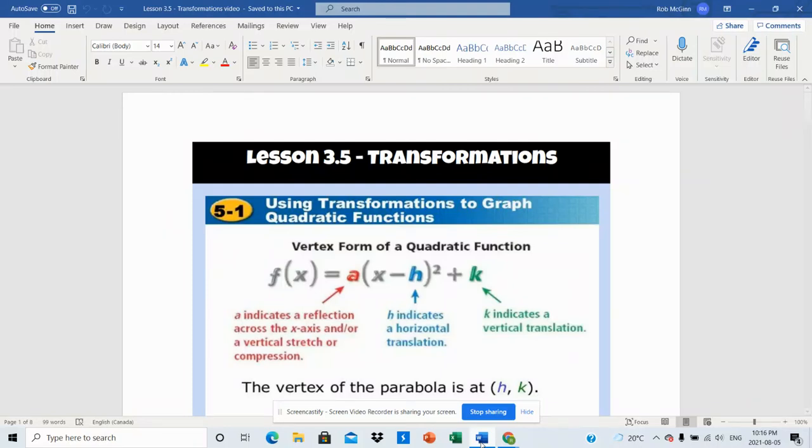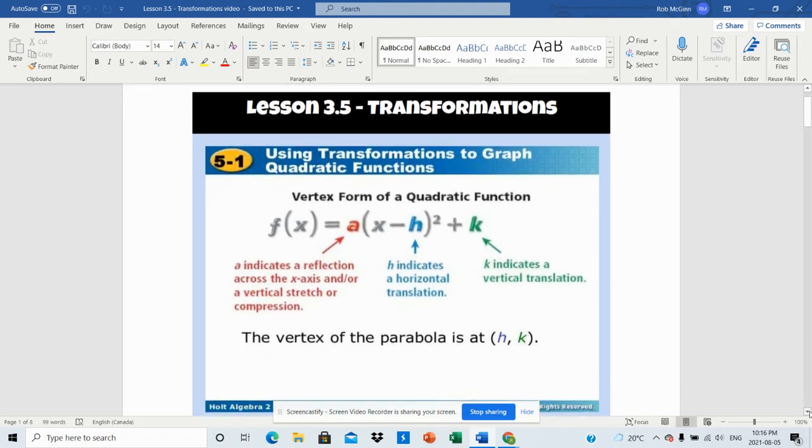Welcome to lesson 3.5, which is all about transformations of the quadratic function. Hopefully, you watched my video on Desmos and you'll have a general idea of what the transformations do. So, when we're using transformations, we always like to have our vertex form of the quadratic function. So y equals a times (x minus h) squared plus k. So a, h, and k each do something different.